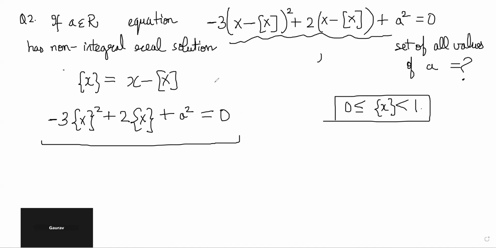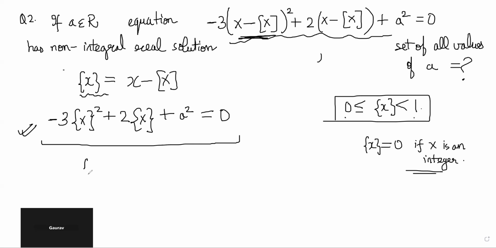Yes, sir. So what I'm saying is that here x minus [x] is basically the fractional part of x, and you can replace this like this, and this is my quadratic equation. This is a quadratic in the fractional part of x, and we know from the properties of that function that it will always be between 0 and 1, but it will never be equal to 1. Fractional part of x is equal to 0 if x is an integer. For any other value, it will be between 0 and 1, right? So look at this quadratic.